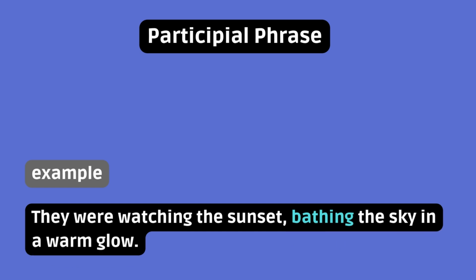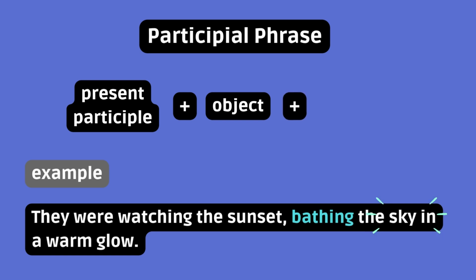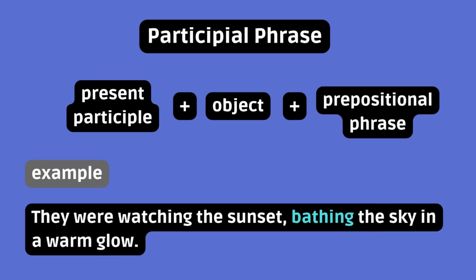Its structure is present participle, "bathing," plus object, "the sky," plus prepositional phrase, "in a warm glow." If we were to remove it, the main sentence would still make sense: "They were watching the sunset." But including it adds meaningful information and just makes the sentence more complex and telling.